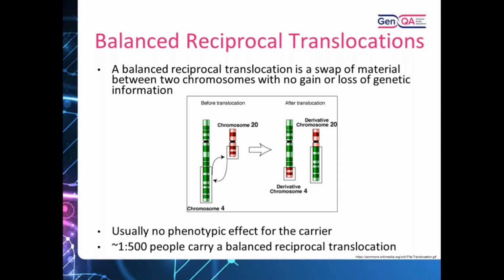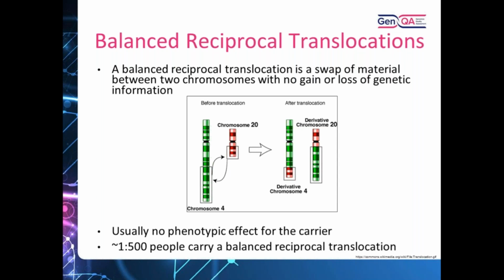So in the picture shown here, you can see there's a swap of material between chromosomes 4 and 20. If the translocation is balanced, then the carrier of the rearrangement will have no net loss of chromosome material, and there's unlikely to be any phenotypic effect in the carrier, unless by bad luck a gene is interrupted by the translocation, but that's pretty rare for that to happen.